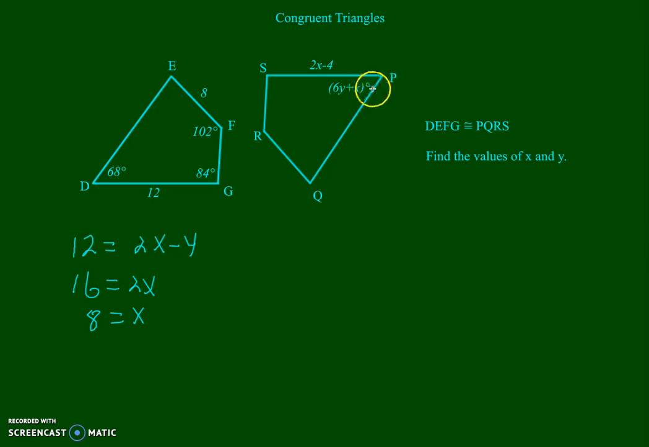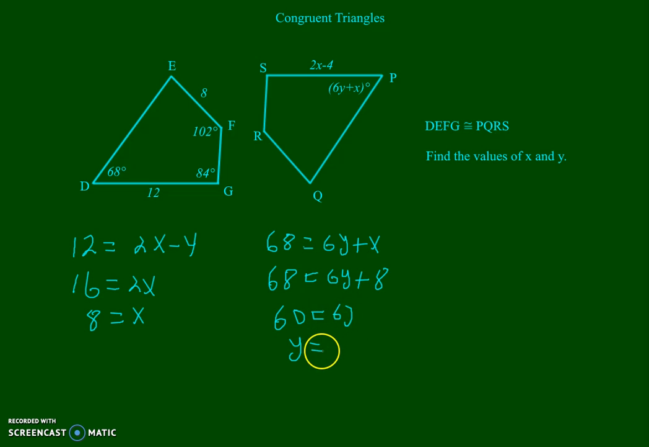Now let's solve this guy. Well, vertex P in this figure corresponds to vertex D, which is 68. So we know that 68 equals 6y plus x. 68 equals 6y plus 8. 60 equals 6y. y equals 10.